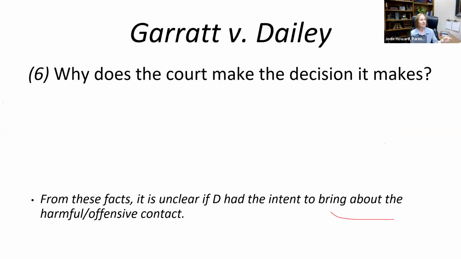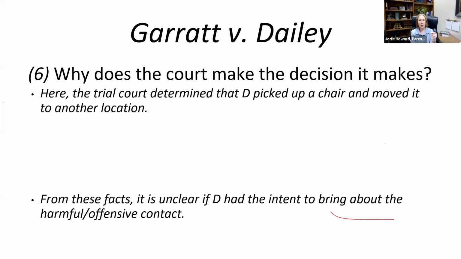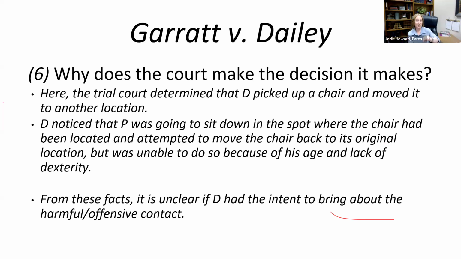Okay, so here they said, and we kind of talked about this, from the facts that they had, it was unclear if the defendant had the intent, that right kind of intent, that knowledge to a substantial certainty that harmful contact was about to happen. And here's what we know. The trial court had already determined he picked up a chair and he moved it to another location. He noticed that she was going to sit down after he'd moved the chair, right? And he tried to get it back in place. And then she fell and was injured.